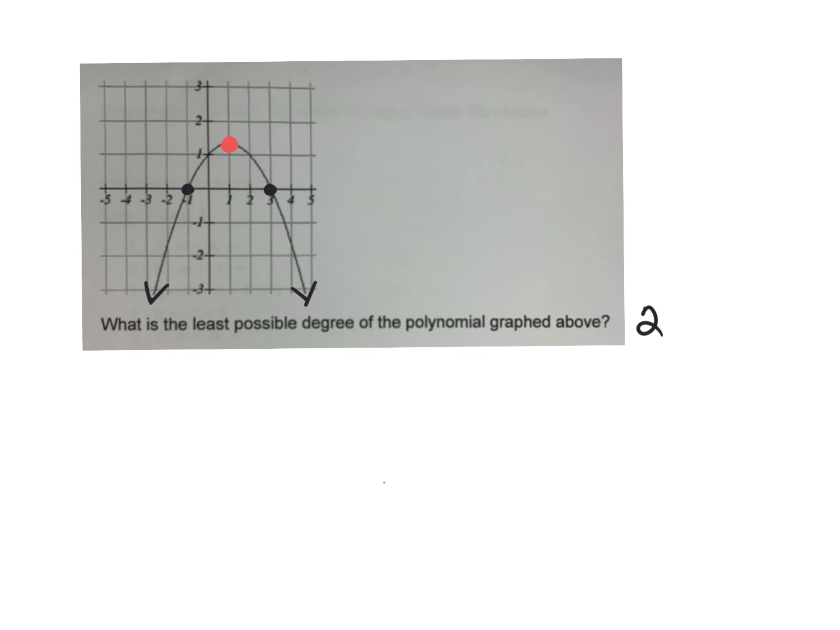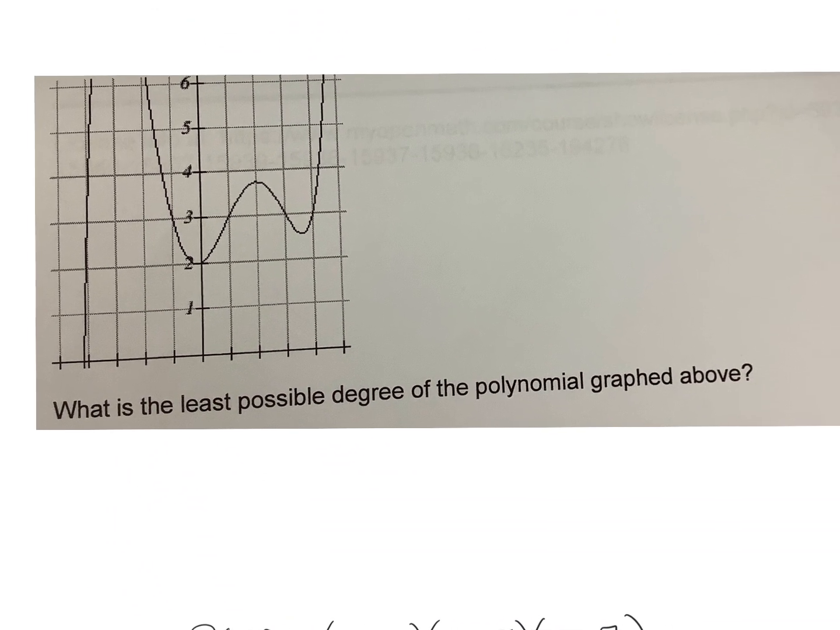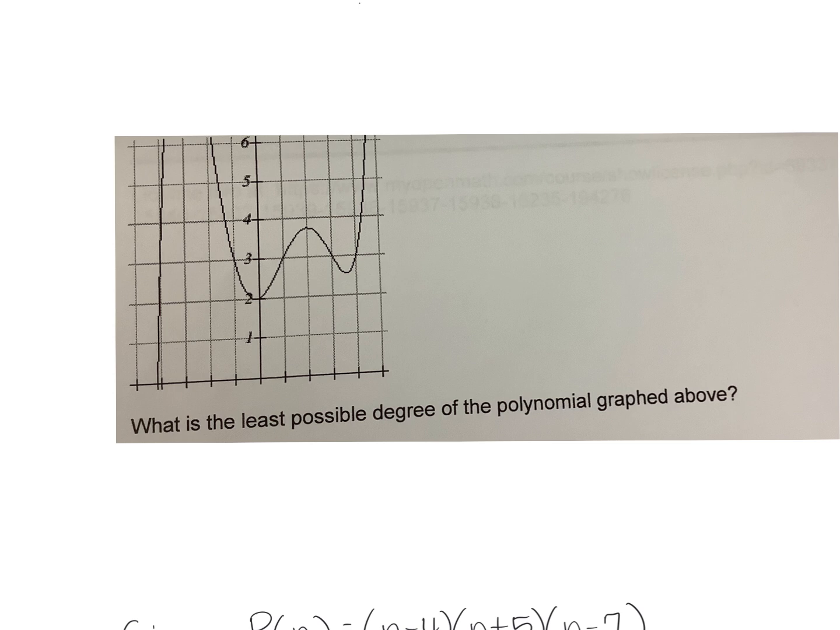So remember that if you add 1 to the number of turning points, that will give you the least degree possible. So in this one, what's the least degree possible for this? So we have this diagram, and this is all that's given to you online. So what I'm going to say is that this goes up, and it must hit something up there, and it keeps going.